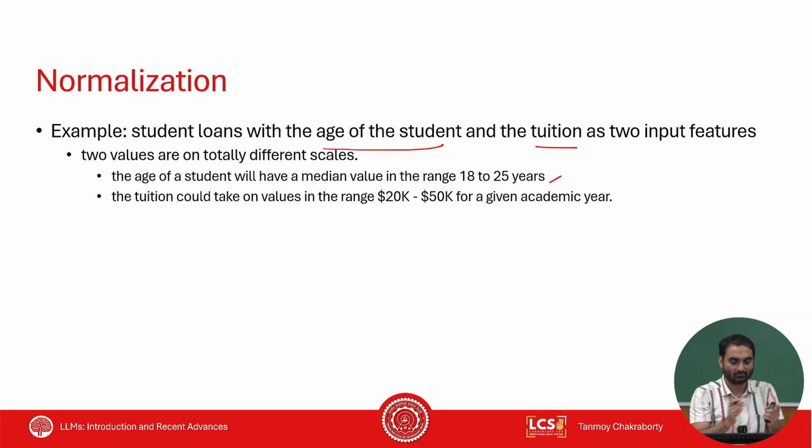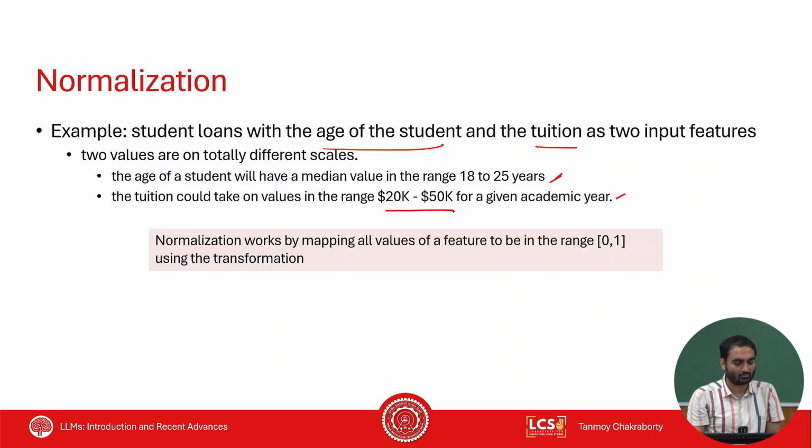Let's say you have a feature which ranges between 18 to 25, whereas the tuition fees in an academic year ranges between 20K to $50K. Now if you look at these two features, they essentially correspond to two entries in the vector, right? And the ranges are very different. So one way to do this normalization is that you make sure that all these entries range between 0 to 1. How do you do that?